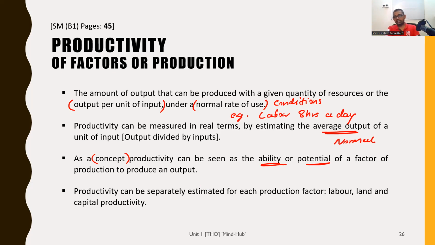So in production, what we do is take this productivity out of these land, labor, capital resources. The entrepreneur's job is to take the productivity out of land, labor, and capital and engage in production, to produce a good or service. So each factor of production has a productivity under normal rate of use. The concept of productivity means the ability or potential within factors of production to produce a good or service.